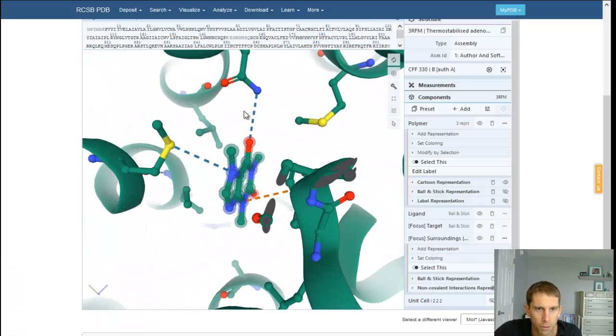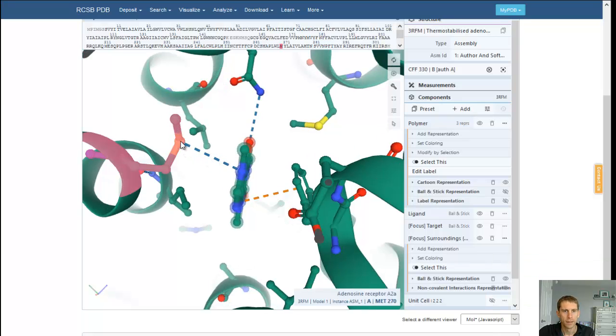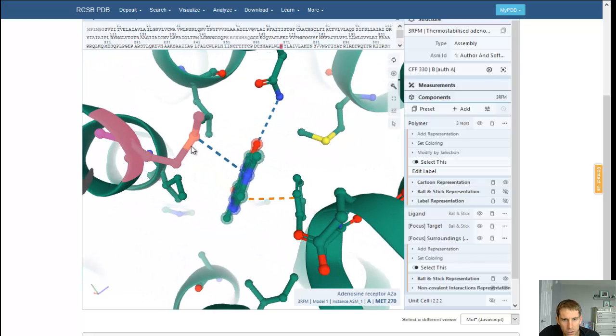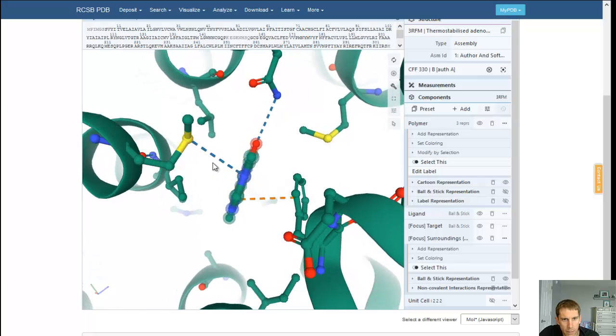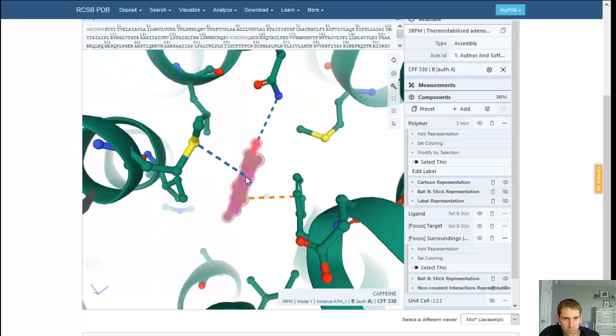Now that blue line looks remarkably similar to this blue line here, and this is the sulfur of methionine. So this is amino acid number 270, and we have another interaction here. Even though this program says that this is a hydrogen bond between the two, this sulfur is not protonated and this nitrogen is not protonated, so there actually is no hydrogen for the hydrogen bond.